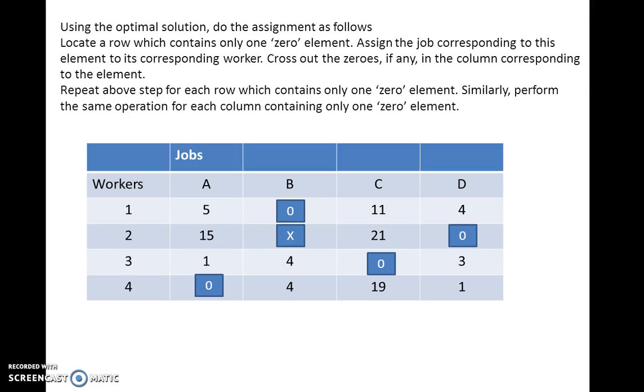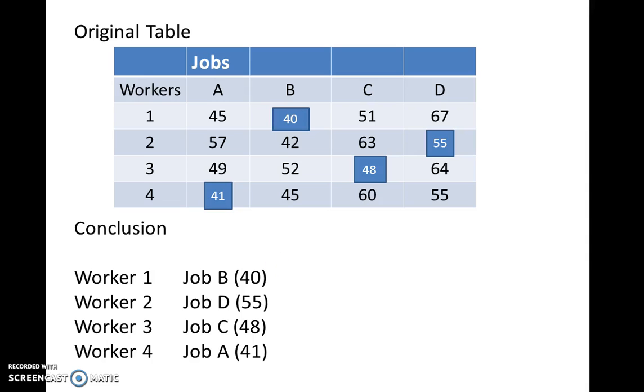So we can directly assign over there, and after doing the assignment, we come to the conclusion that worker 1 will do job B, worker 2 will do job D, worker 3 will do job C, and worker 4 will do job A. Now if you consider the original table, we have to do the assignment, and that assignment is, we assigned this to this, we assigned this to this, we assigned worker 3 to job C, and we assigned worker 4 job A.